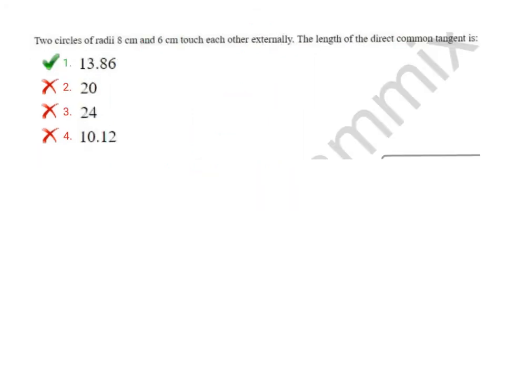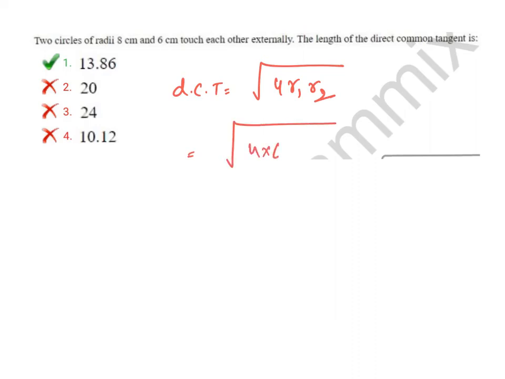Next. Two circles of radii 8 centimeter and 16 centimeter touch each other externally. The length of the direct common tangent is directly given by the formula, 4 under root of r1 r2. So I can say it is 4 into root of 16 into 8, that's 4 into 48, 192.